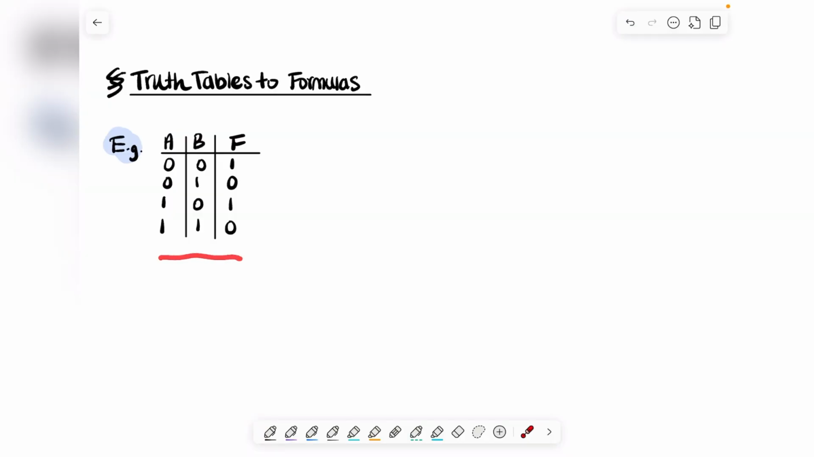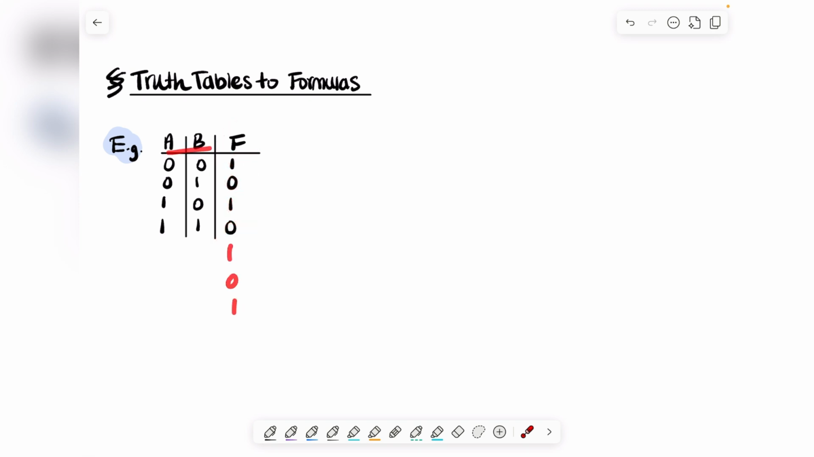Here we have a truth table, and truth tables have inputs. In this case, the inputs are A and B, and depending on what the inputs are, we get a different output, and we call that output F. So the last column of your truth table is always your output column. It contains all of the possible outputs. So in this case, we're defining F to be 1, 0, 1, 0. That's all of the possible values that F can be.